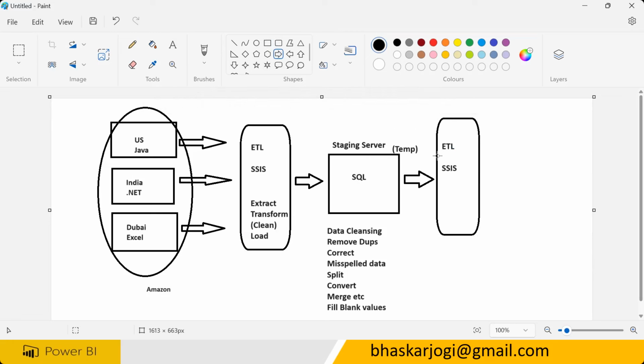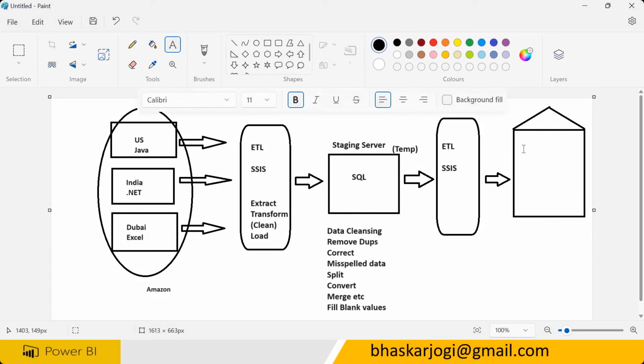So all the data is going to be loaded where we are going to be using a technology called a data warehouse. That is what you've got to understand. We are going to be using a system or a computer called a data warehouse. Clear? So, what is a data warehouse?